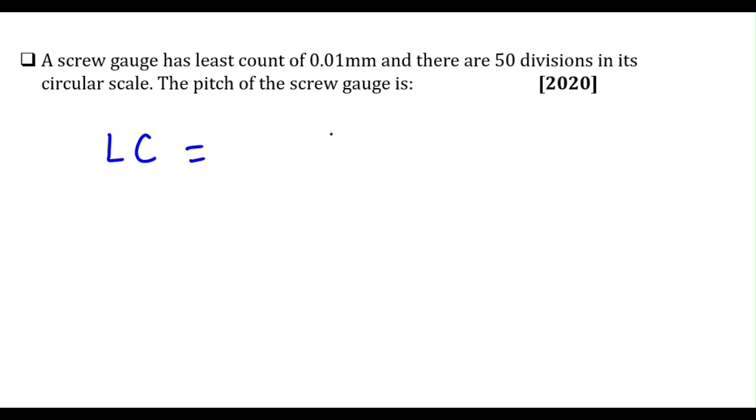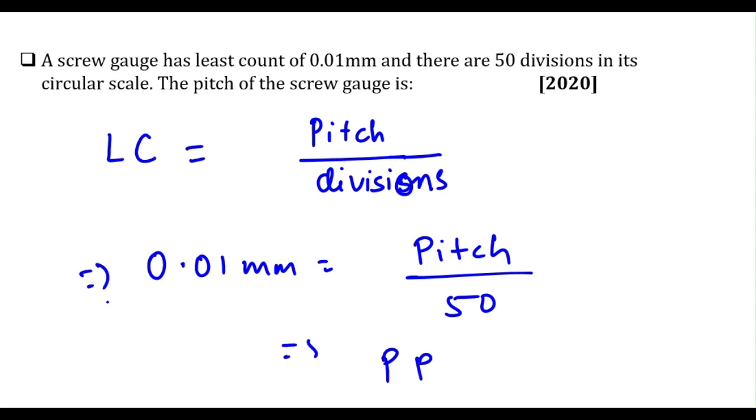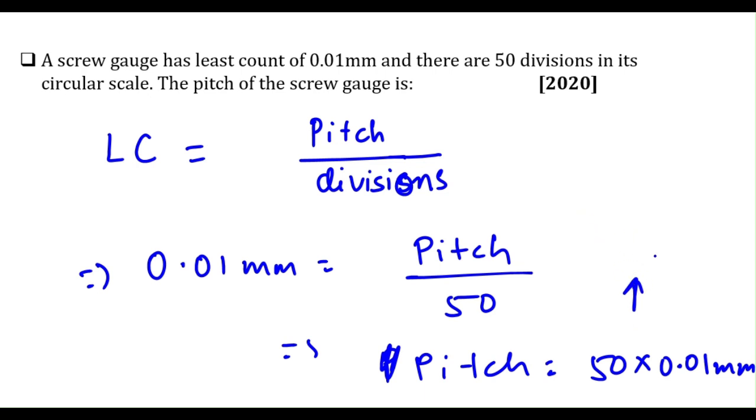Least count is pitch divided by the number of divisions on the circular scale. So the least count is 0.01 millimeter, and then the pitch we can get from here. Pitch will be 50 times this 0.01 mm. And if you calculate it, I hope you are going to get this is 50.